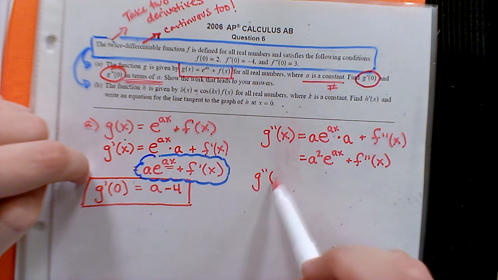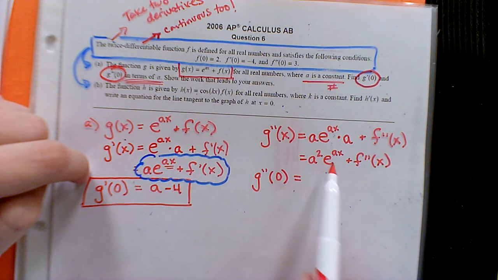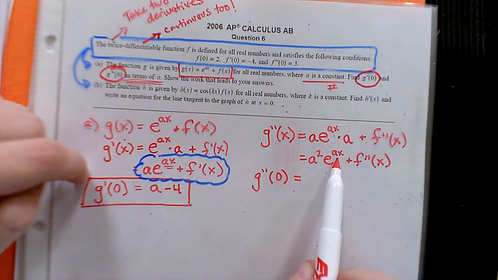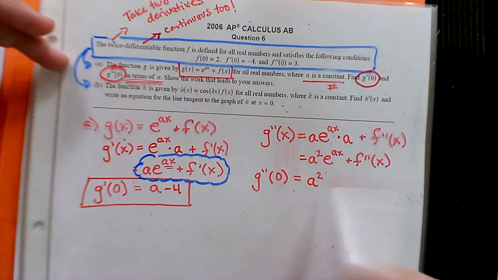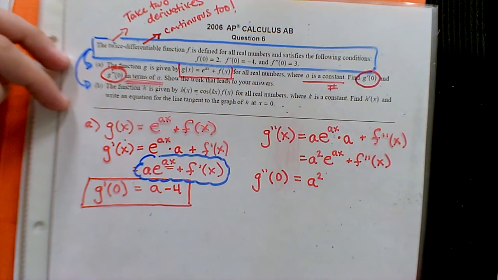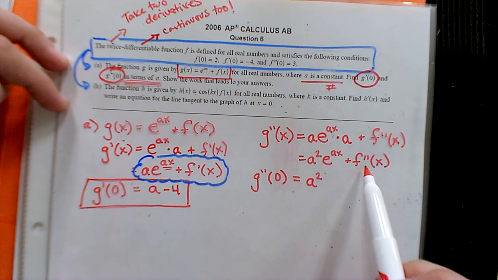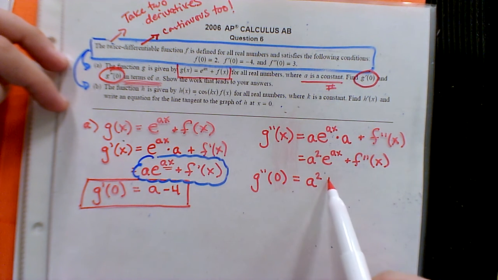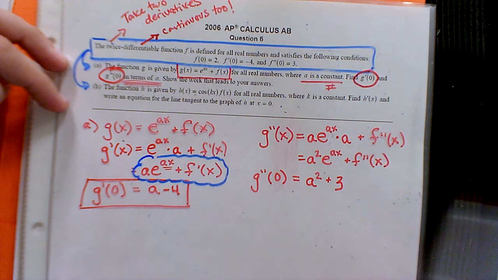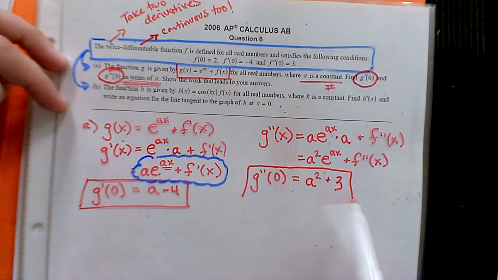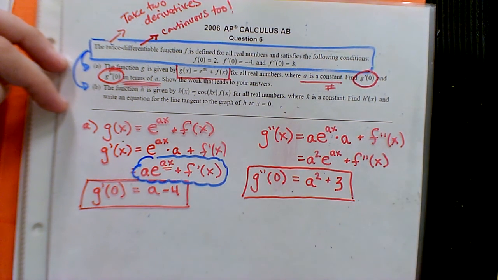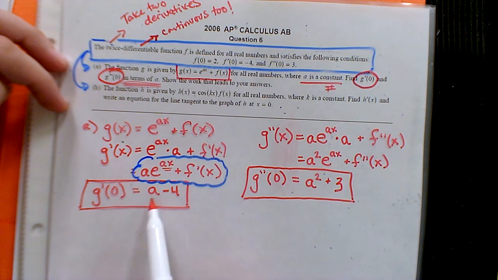Let's plug in 0 and see what we get. We would have another e to the 0, which is 1 times a squared, which would just be a squared. And then what if we plug in 0 into f double prime? Notice how that would be 3, right? Based off the top. All right, so those are our two values. They're in terms of a. We have a's left over, which is completely okay.